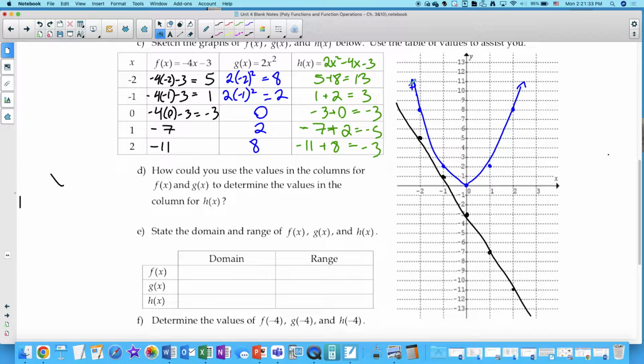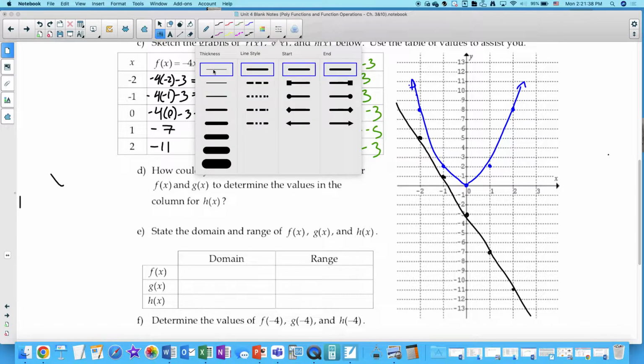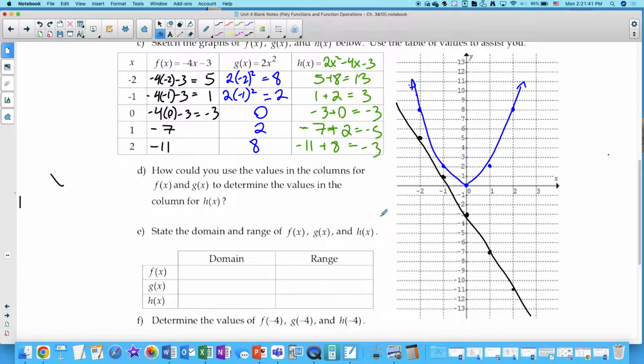And then the green one is a sum of the two. Okay, so negative 2, 13; negative 1, 3; 0, negative 3; 1, negative 5; and 2, negative 3. So it looks like actually this is the new vertex at 1, negative 5 rather.